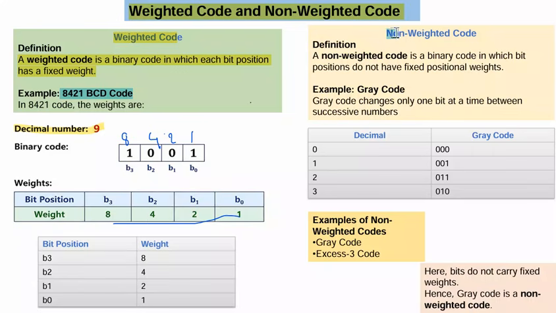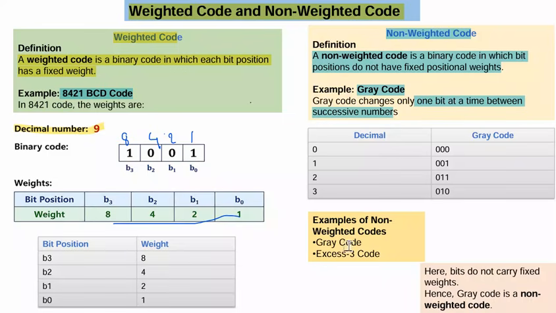Now what about non-weighted code? Exactly reverse of that, right? A non-weighted code is a binary code in which bit positions do not have a fixed weight. Okay, and what is the example of this? It is a gray code. Gray code changes only one bit at a time between successive numbers.